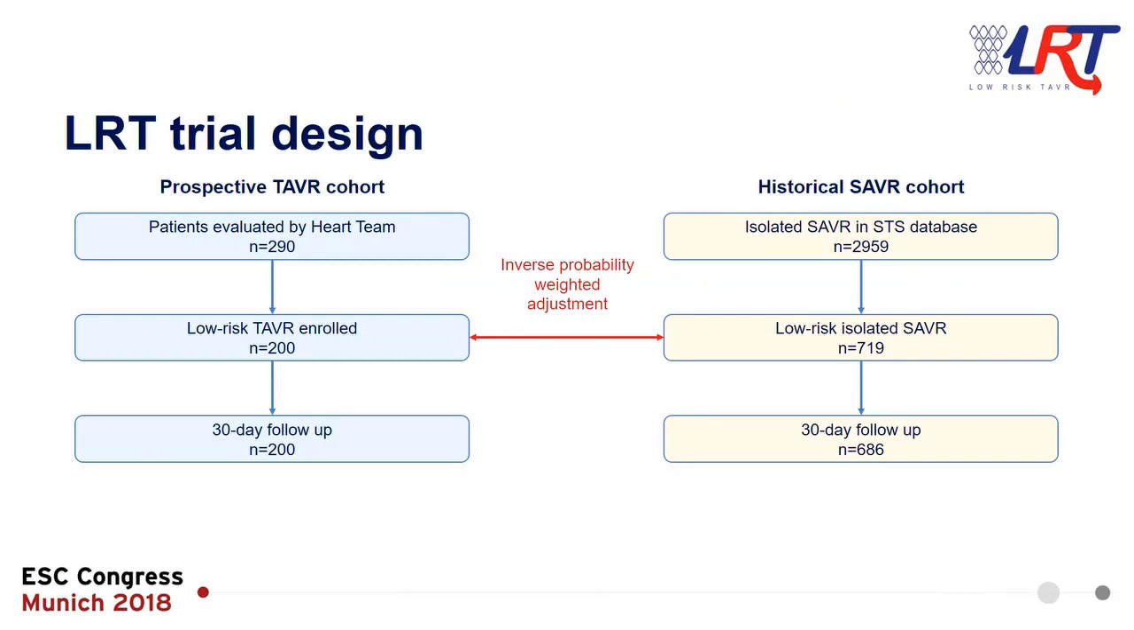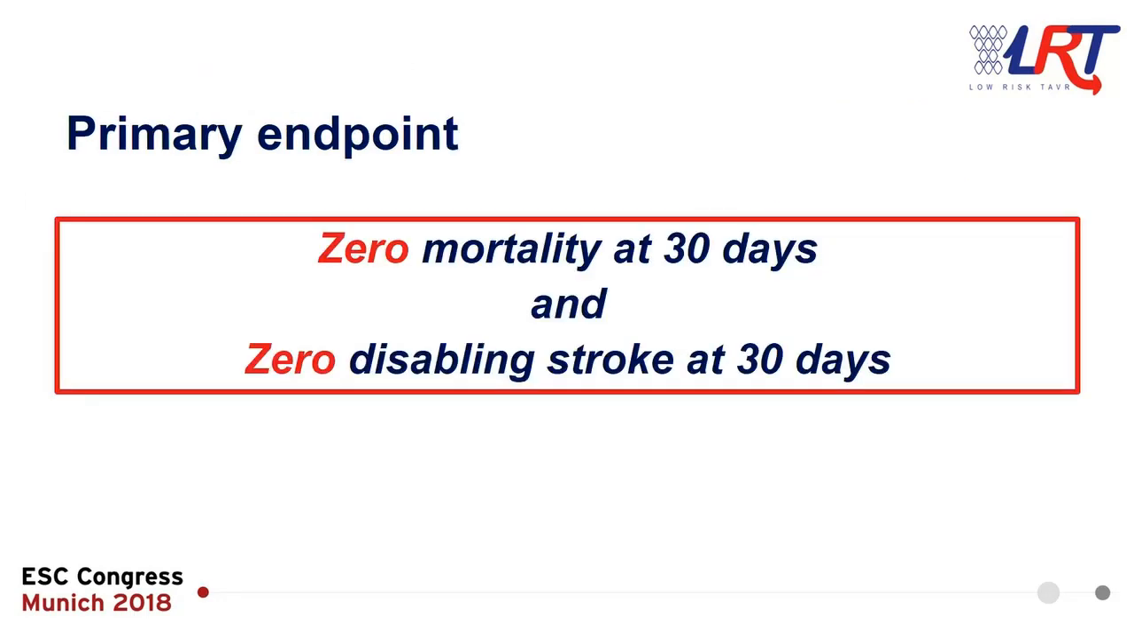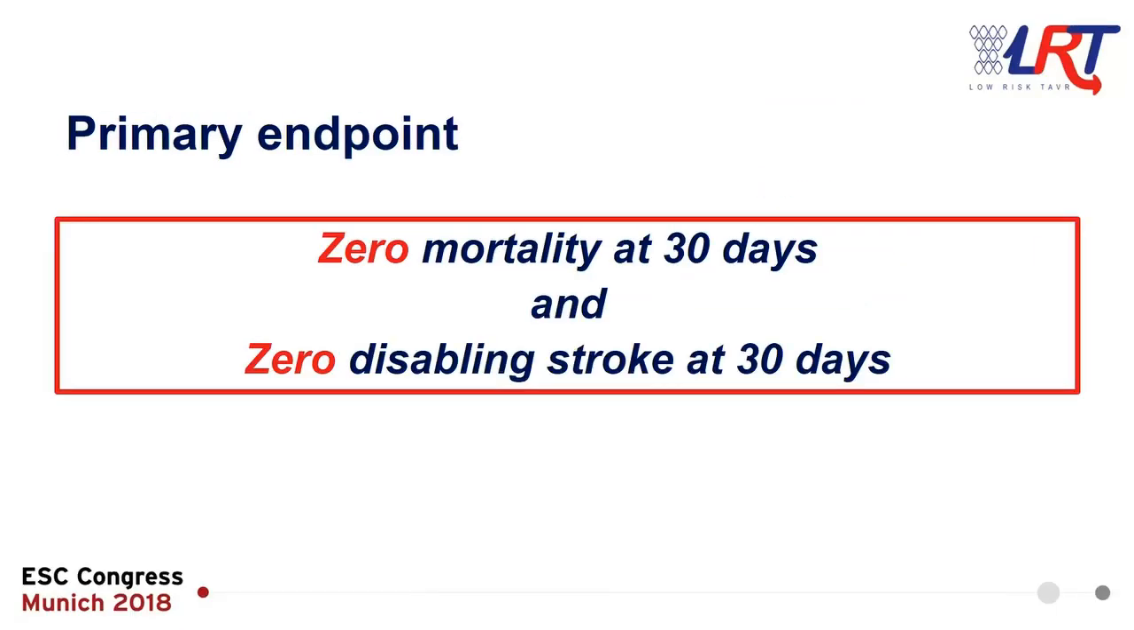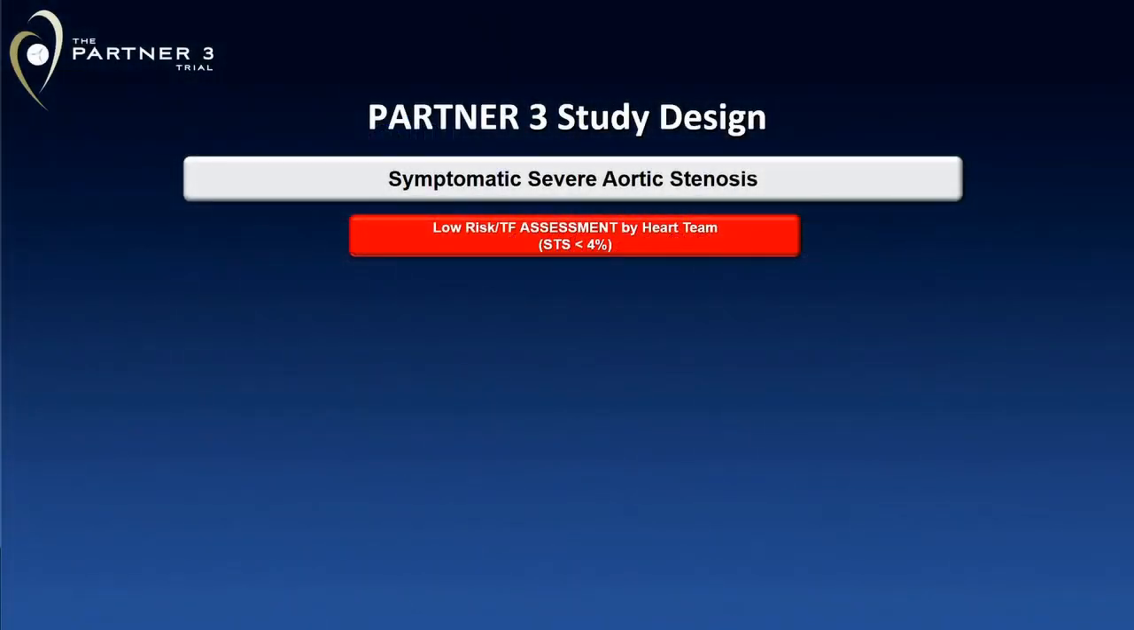right now none of them was enrolling bicuspid. Our trial, which was the first to present last year in Munich, exactly last year, did show 0 mortality at 30 days and 0 disabling stroke at 30 days. I know there is a 0 chance that this will be replicated, but it was close for the other trials. If we look at the other trials, we have seen similar results in the PARTNER 3 trial.